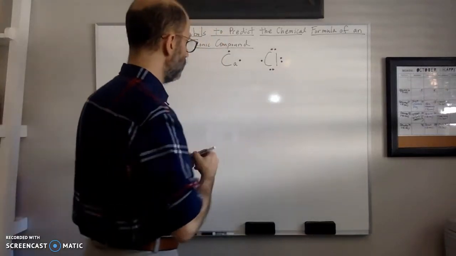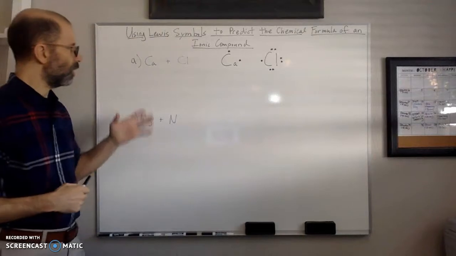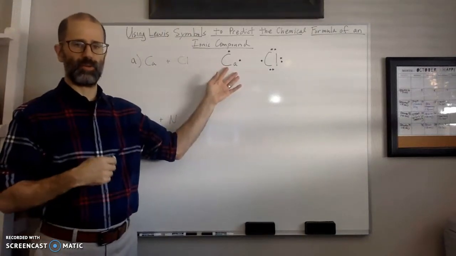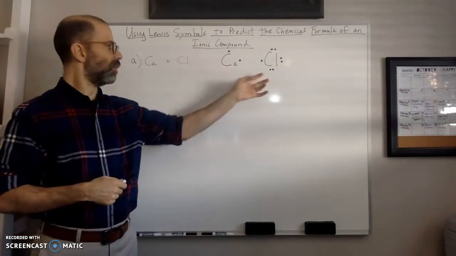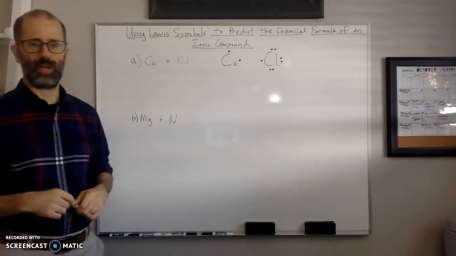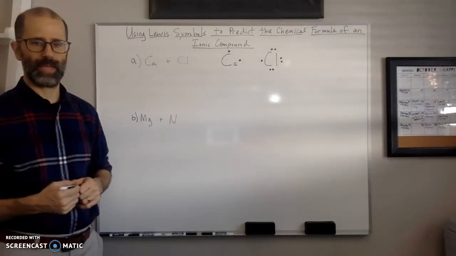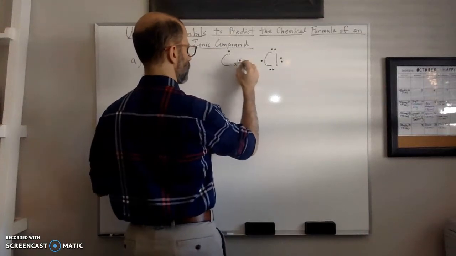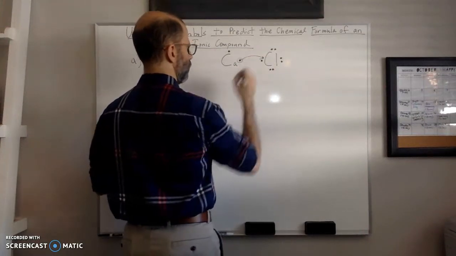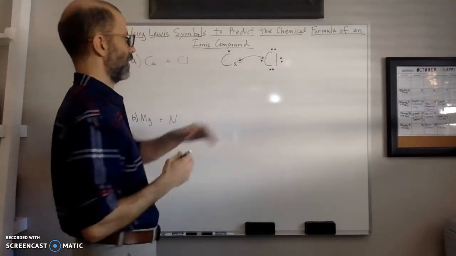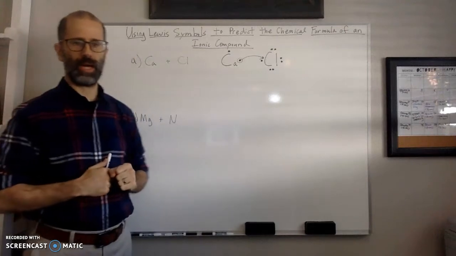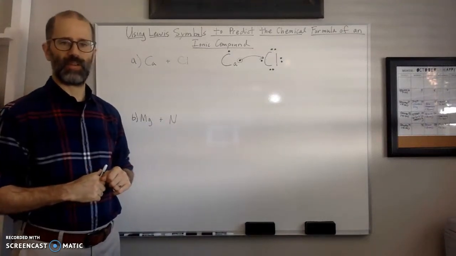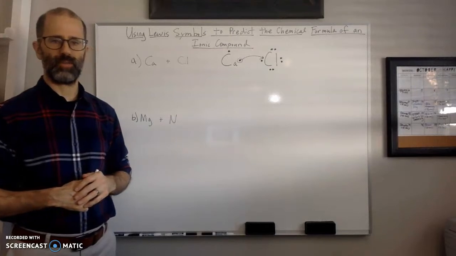Okay, so calcium has two valence electrons that it wants to get rid of, so it wants to transfer them. Chlorine wants one valence electron, so it can have a full octet. And so what's going to happen is one of these electrons, calcium is going to give away to chlorine. Chlorine is now happy with its octet, but calcium is not yet happy because it has one more electron that it wants to give away.